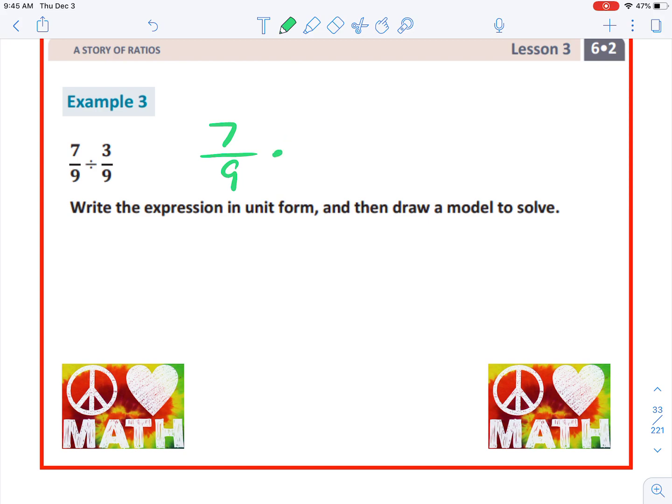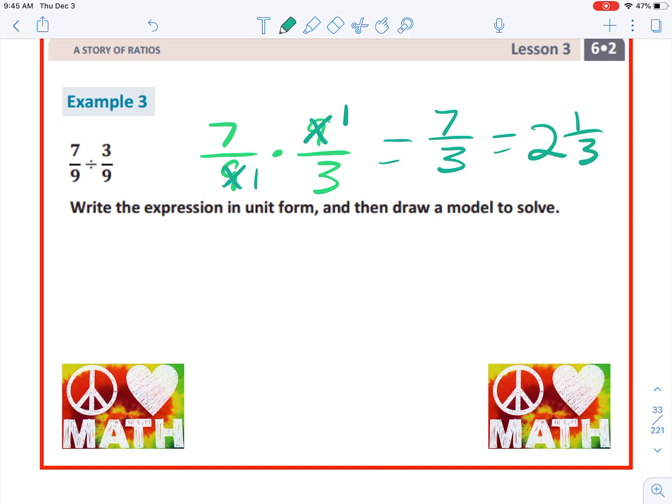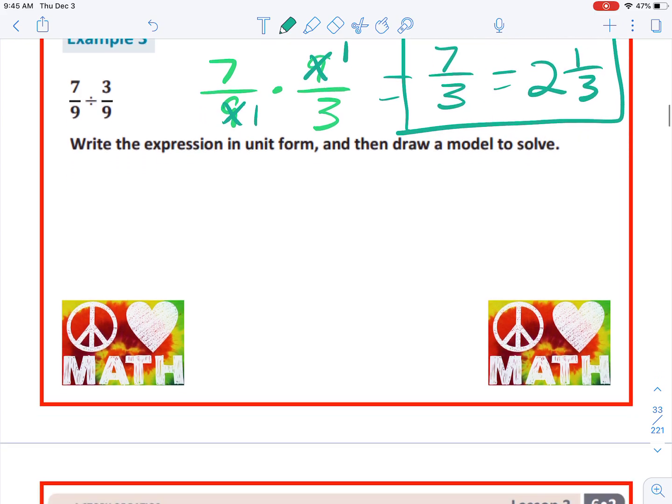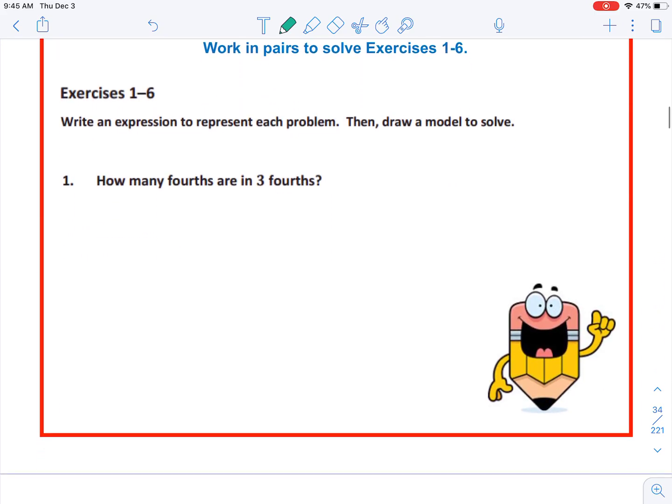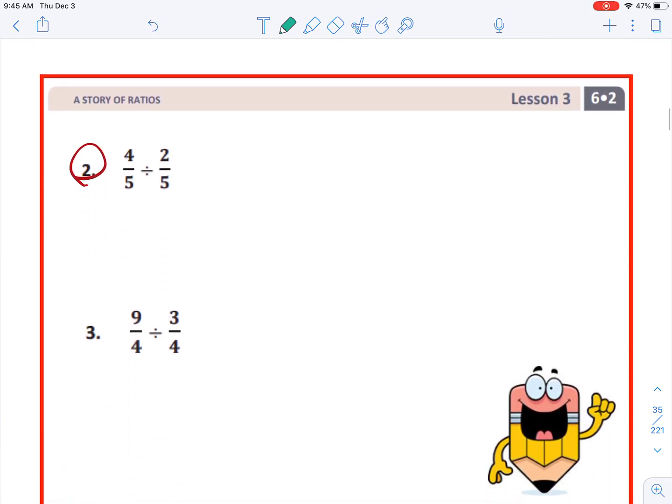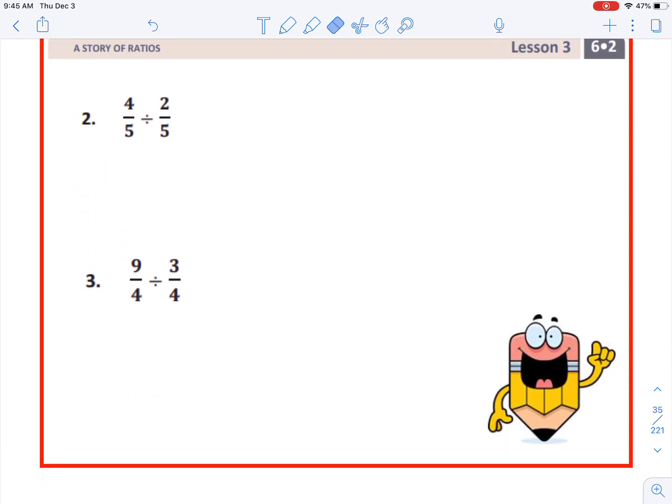Example 3, 7 ninths divided by 3 ninths. I'm going to skip dot flip. And I'm going to go ahead and cancel out the 9s because I can, and I get 7 over 3. 7 over 3 is equal to 2 and 1/3, or you can just leave it 7 over 3. And that is our answer, guys. We're going to go ahead and work on number 2 on here.